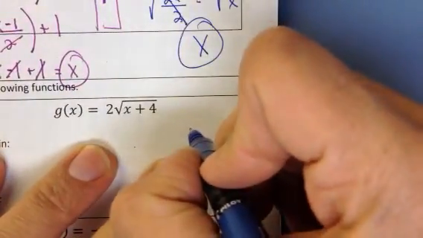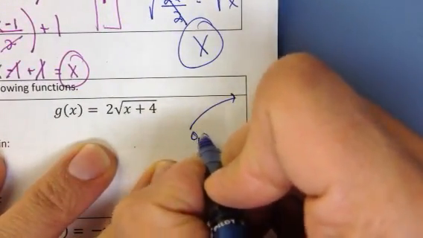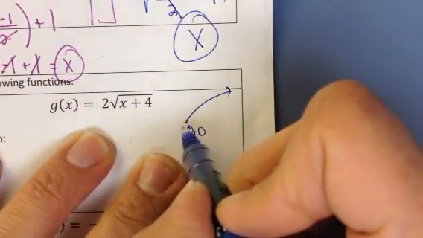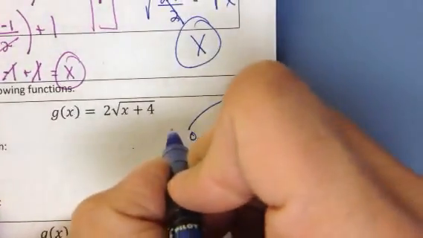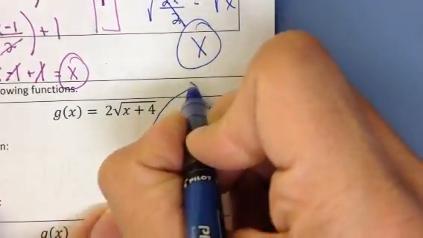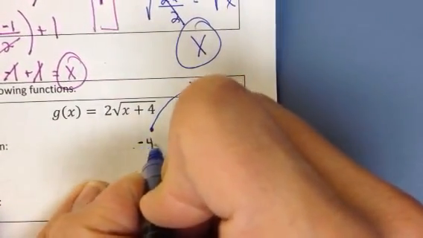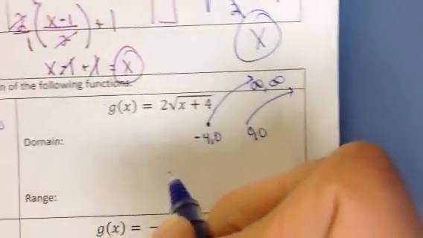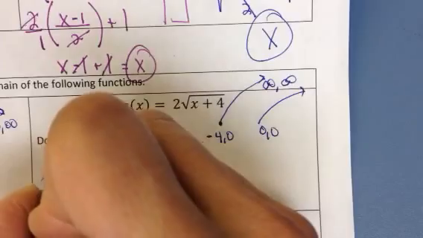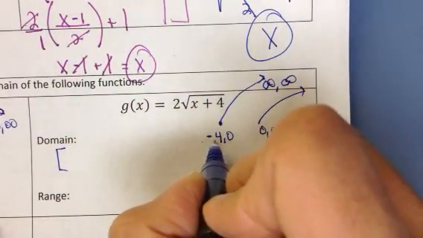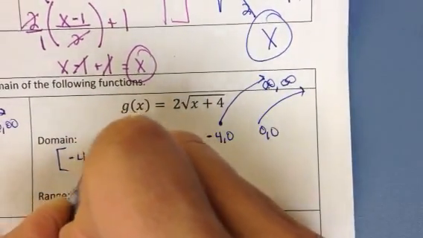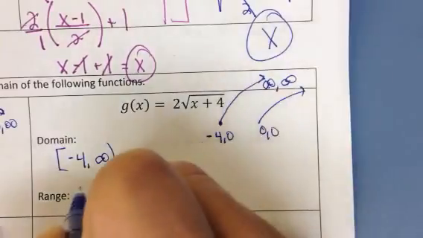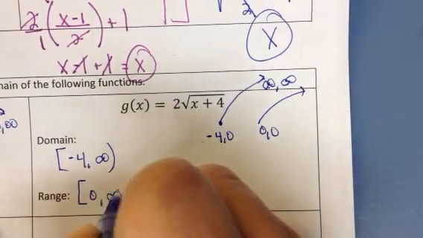Now, square roots are something different. Normally, this starts at 0, 0. The stretch isn't going to do anything to 0, 0. But the 4 is going to make it actually go left 4. So now it's starting at negative 4, 0. And then when I put the infinities here, so now when I do my x, it's going to start at negative 4 and go to infinity. But my y's will still be 0 to infinity.